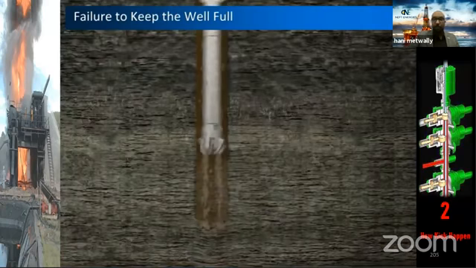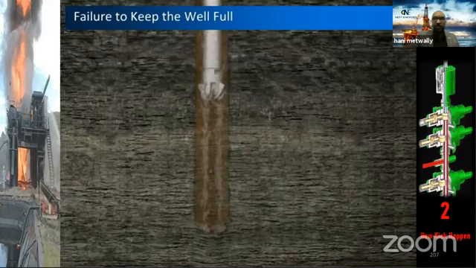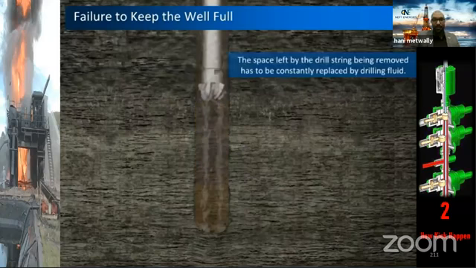Also, another problem of kick will be that we fail to keep the well full. Again, during tripping out, we need to fill up the hole with mud equivalent to the metal displacement of the drill string. So if we didn't fill up the hole with the mud, what will happen? The level of the mud will decrease with time, and at a certain time, you will have a drop in the hydrostatic pressure and you will get influx.